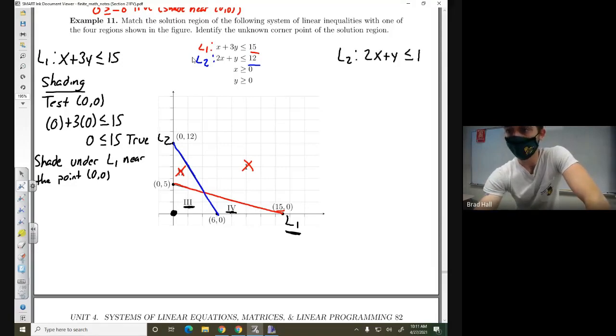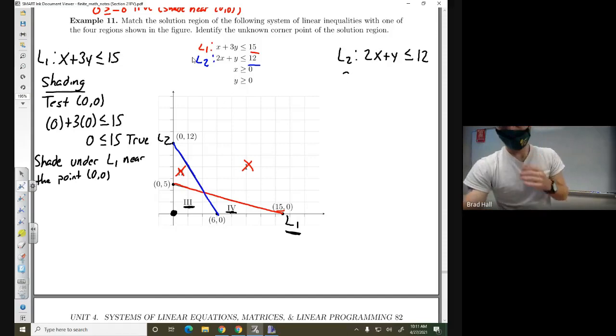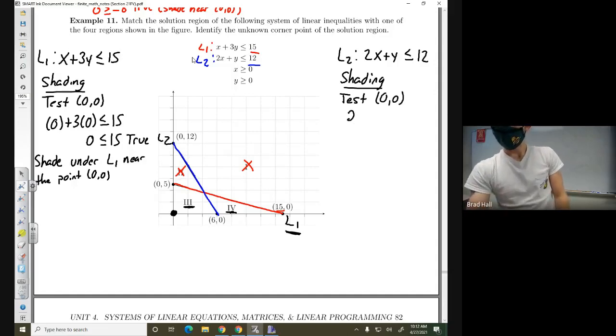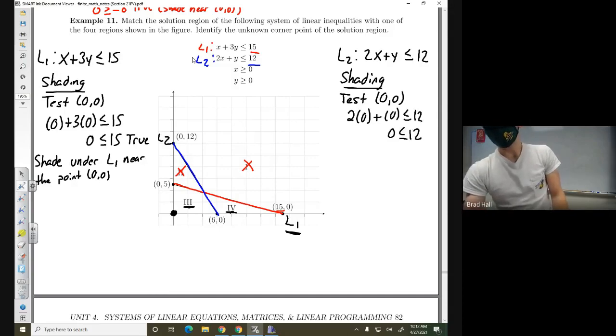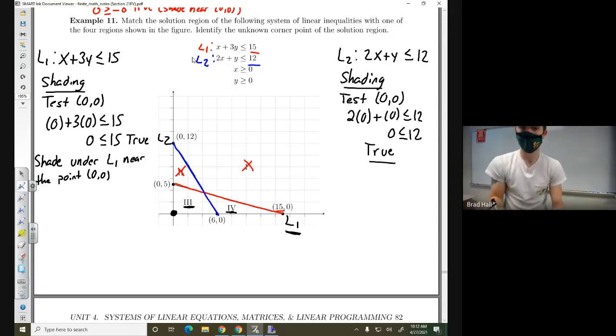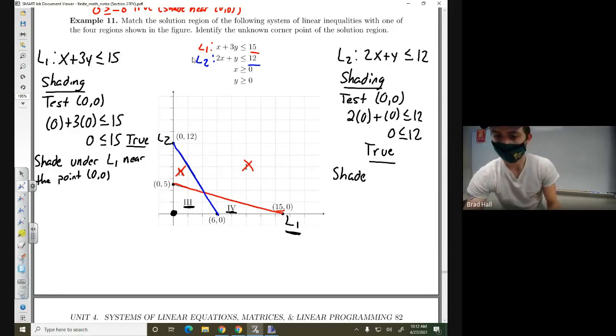2x plus y is less than or equal to 12. So we test 0, 0. So this would be 2 times 0 plus 0 is less than or equal to 12. 0 is less than or equal to 12, which we get a true statement. So here, for the second line, the blue line, as I have illustrated here, shade under L2 near the point 0, 0.